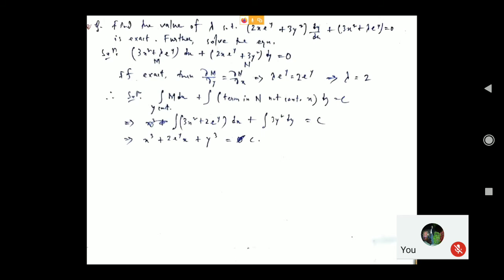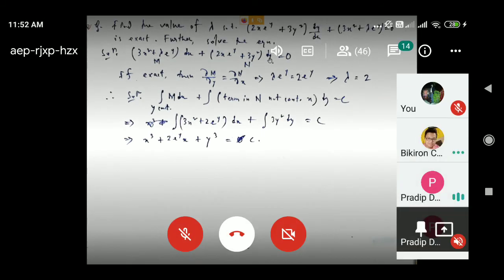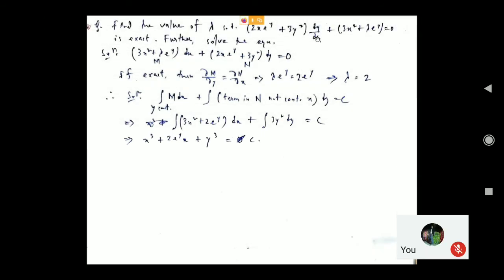I was thinking this is x. Okay, so no error actually. It's correct only. So this is our N. So from N we need to take those terms which do not contain x. So only this is the term 3y square which does not contain x. So after integrating we get y cube only. So it's correct. No problem.